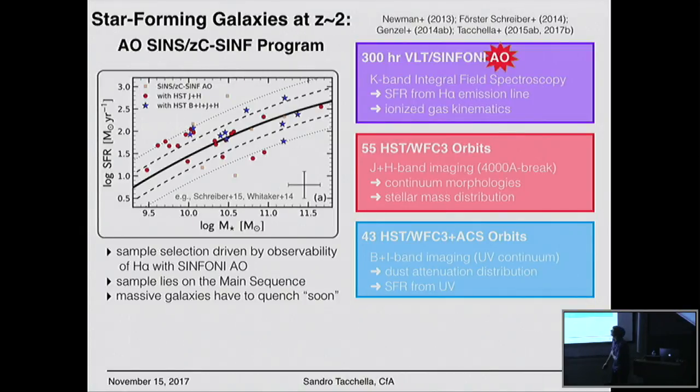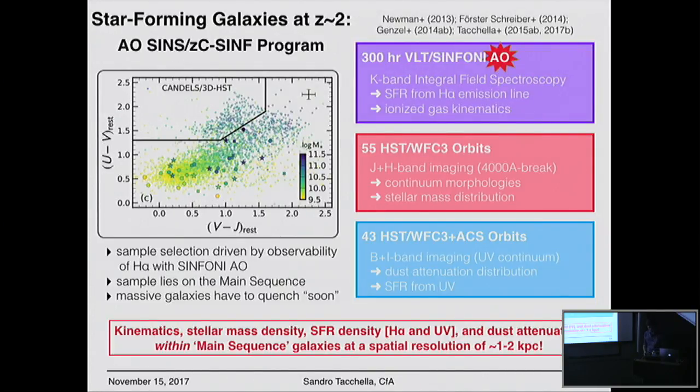I have to accelerate, I think, a little bit. But the key observation program that we have put together from MPE, at ETH Zurich, as well as in Padua, is combining a large VLT SINFONI adaptive optics program with Hubble Space Telescope imaging, where we try to cover a wide range in stellar mass and star formation rates for galaxies in order to pin down the internal workings on kiloparsec scales for these galaxies. And so we have, for a sample of about 30 galaxies, the kinematics, the stellar mass density, the star formation rate density, and the dust attenuation on 1 to 2 kiloparsecs. Okay, and so this is the state of the art without lensing.